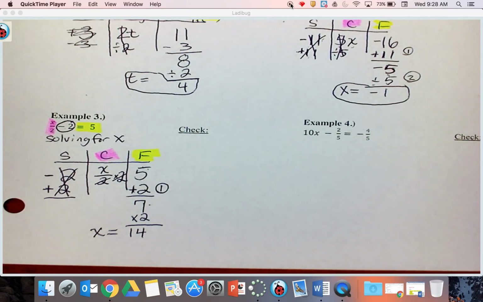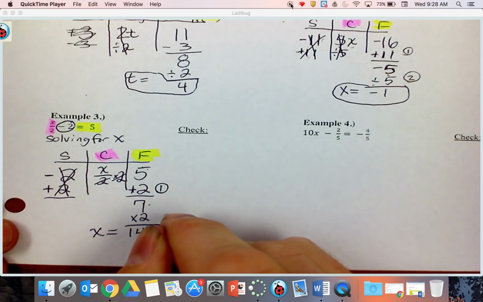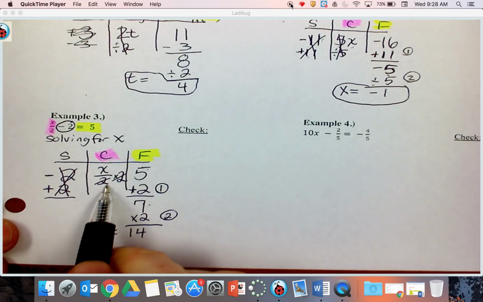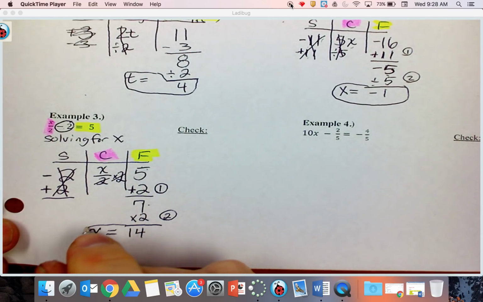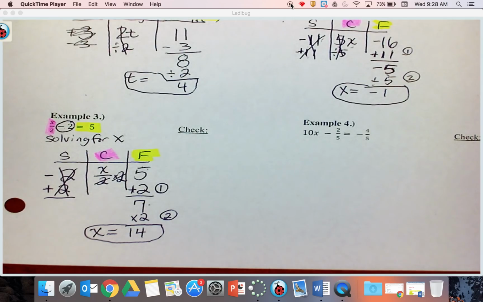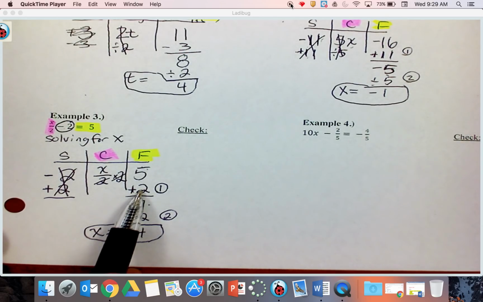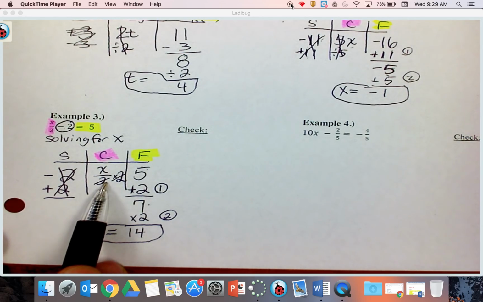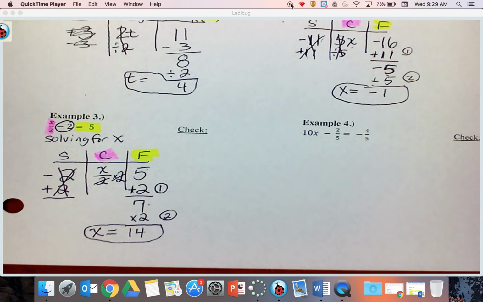So we have our solution there. So there's my second step right there. When I multiplied, move that 2 over here, so I have x is equal to 14. And I'm good to go with that one. That's it. So my first step was to move the negative 2 over by adding, and then to move the 2 over by multiplying because it's dividing, and I'm done with my 2-step equation.